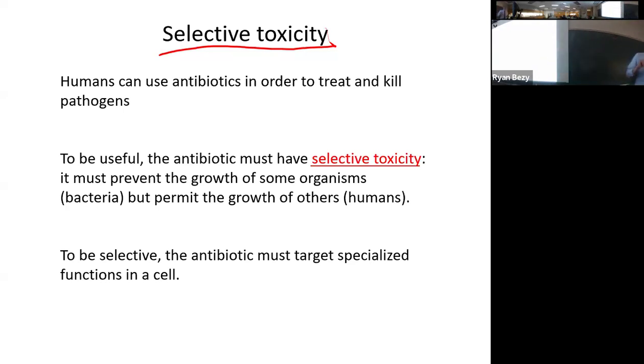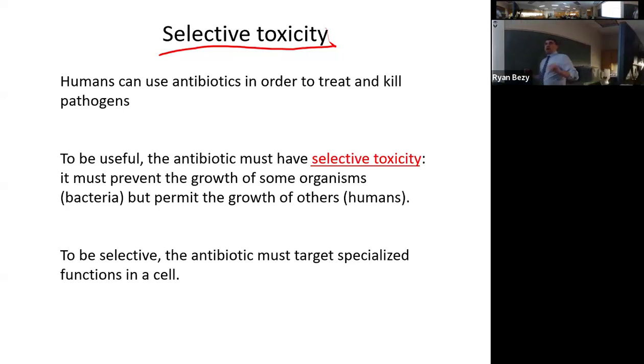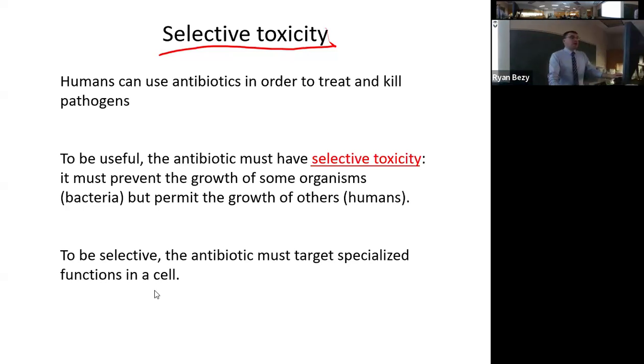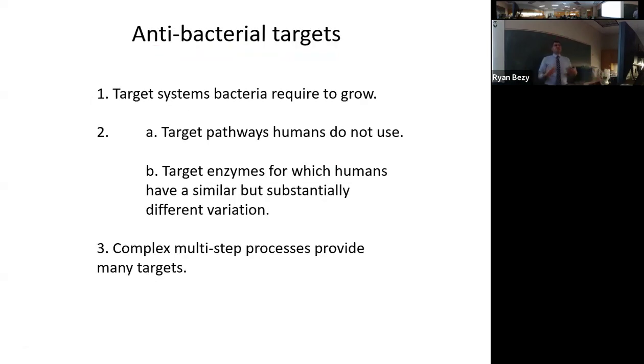But antibiotics are. Antibiotics will kill and target bacteria, but just bacteria, and they will not target human cells. So this is why we can use antibiotics to treat bacterial disease. But to be selectively toxic, the antibiotic has to target some type of specialized function in a cell. Typically, you have to have some type of antibacterial target. You have to target a system the bacteria requires to grow and survive.